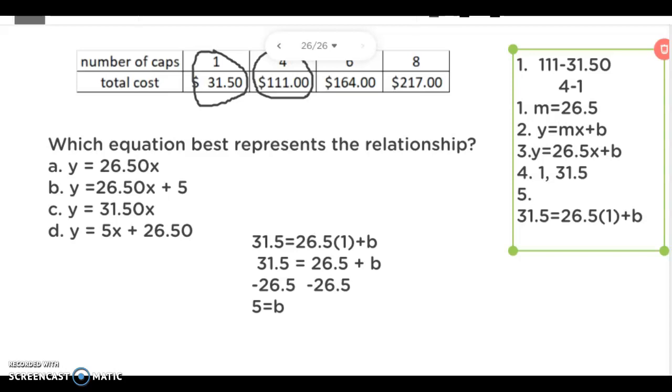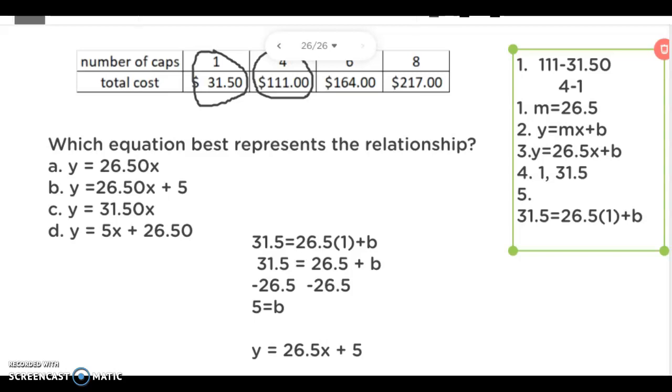Now remember, it is y equals mx plus b. So that would be y equals, we said m was 26.5, x plus 5. Please notice our answer choices, ladies and gentlemen. Answer choice number 1, they just put the slope. So if you just put the slope and you stop there, then you got it wrong.